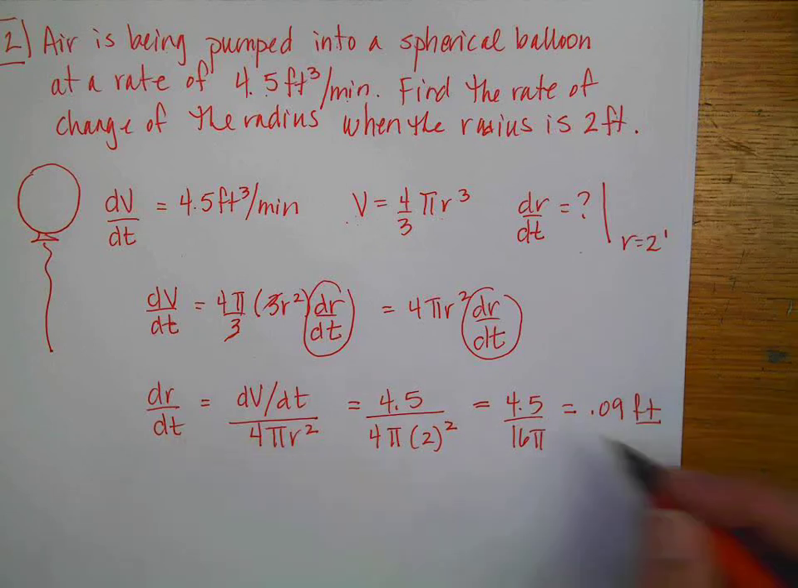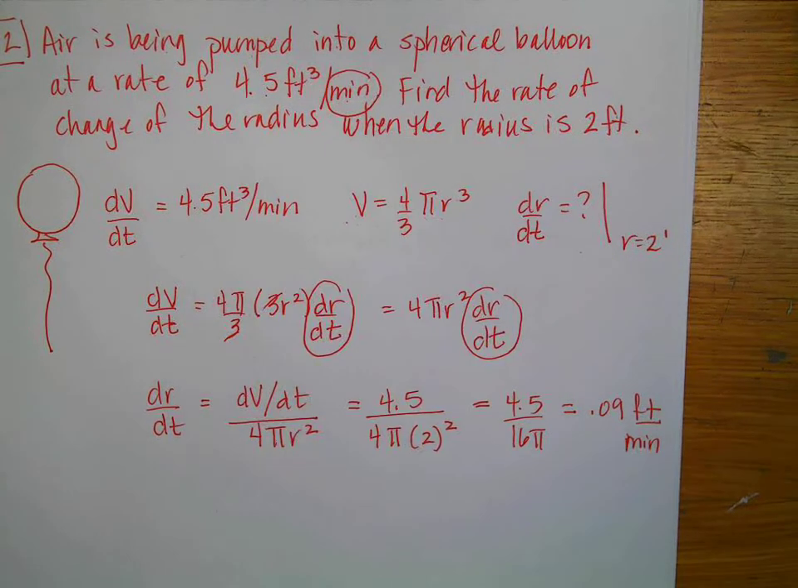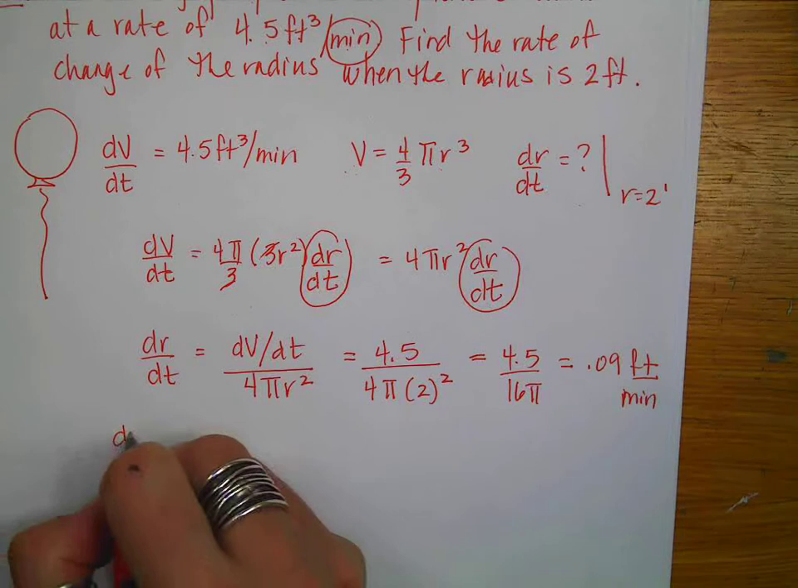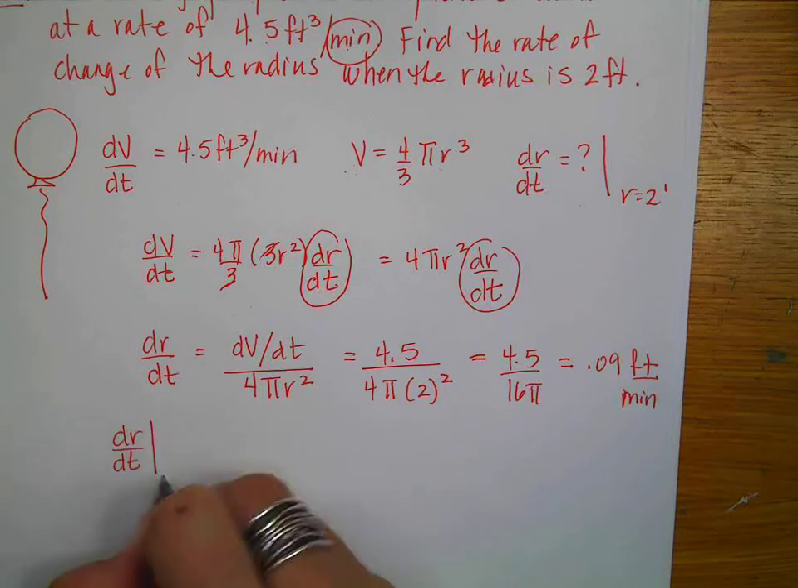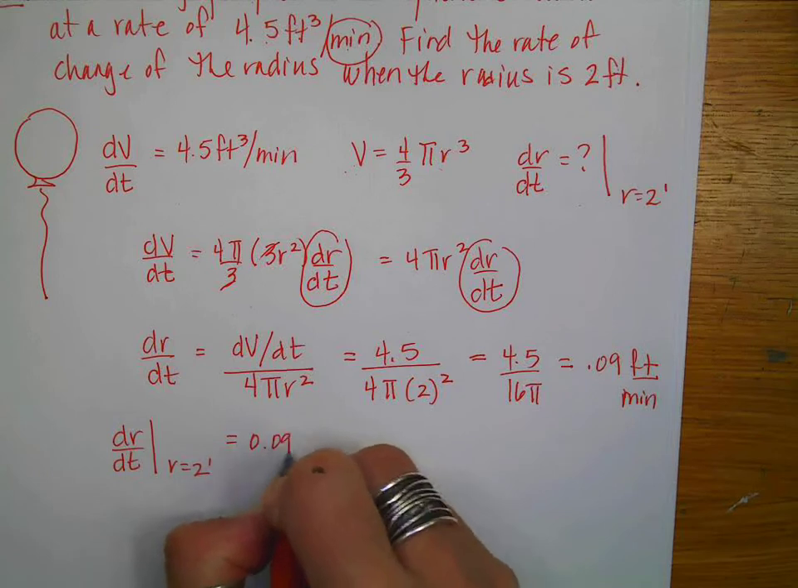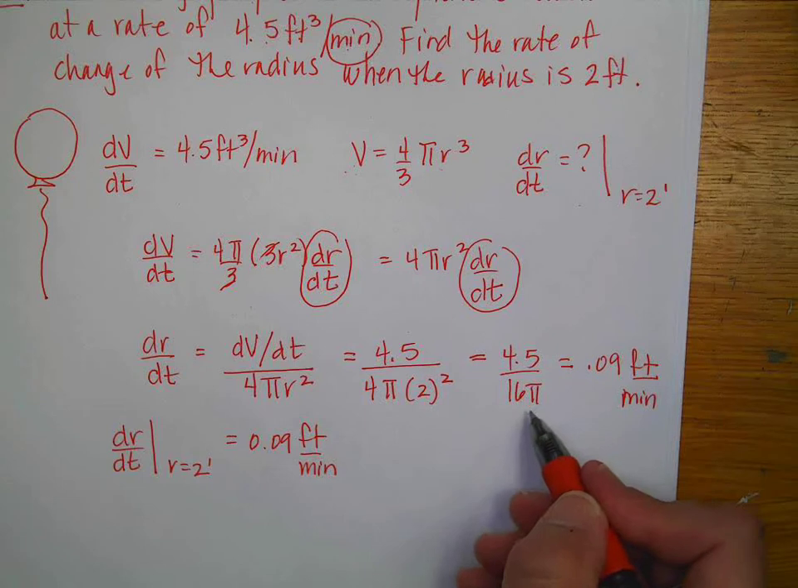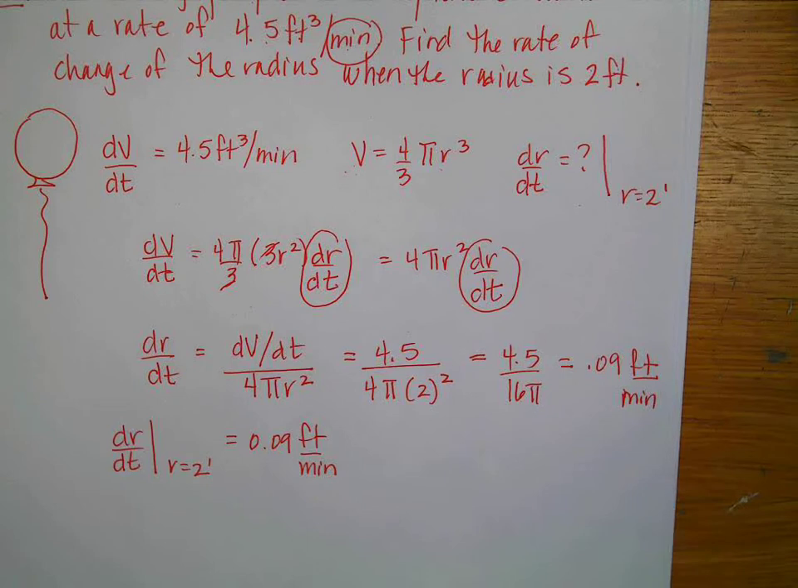A radius is measured in feet, and time in this case is going to be measured in minutes. And that was given back in the problem, so I'm going to maintain consistent time. Changing would mean I have to do some dimensional analysis, and then I'm done. So my dr over dt, when r is equal to 2 feet, is equal to 0.09 feet per minute. I could also have left it as 4.5 over 16 pi, and that would have been sufficient.